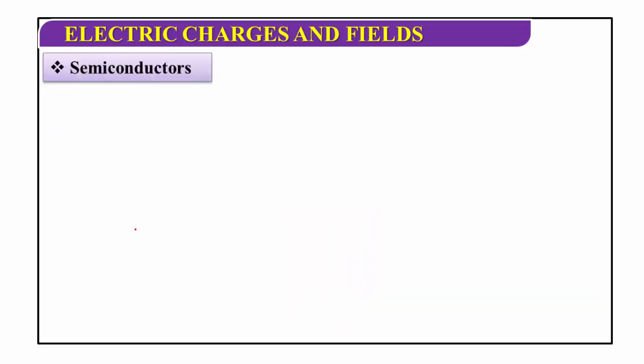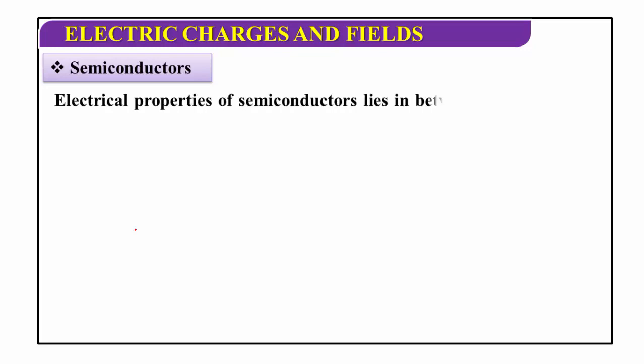ಆ್ಯಂಡ್ ದ ಥರ್ಡ್ ಒನ್, ಸೆಮಿಕಂಡಕ್ಟರ್. Here, a material which partially conducts electricity, or the materials which partially allow the flow of electric charges through them, are called semiconductors. The electrical properties of semiconductors lie between conductors and insulators.